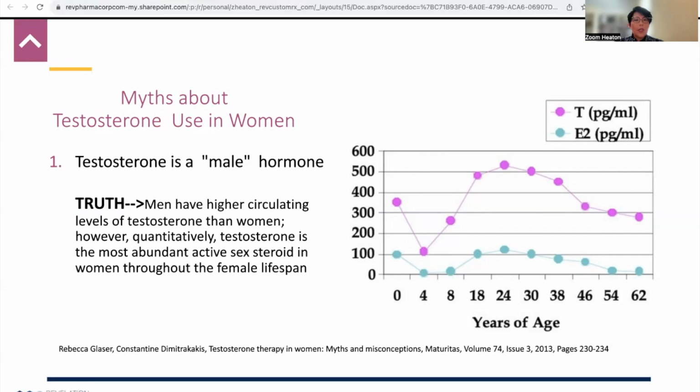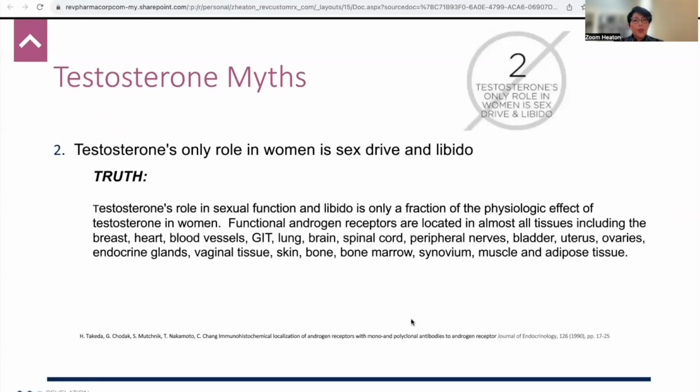So the first one is testosterone is a male hormone. Well, it's not, because even though men have higher circulating levels of testosterone than women, quantitatively, it is the most abundant active sex steroid in women throughout the female lifespan. It is even higher than estradiol. Myth number 2, testosterone's only role in women is sex drive and libido.